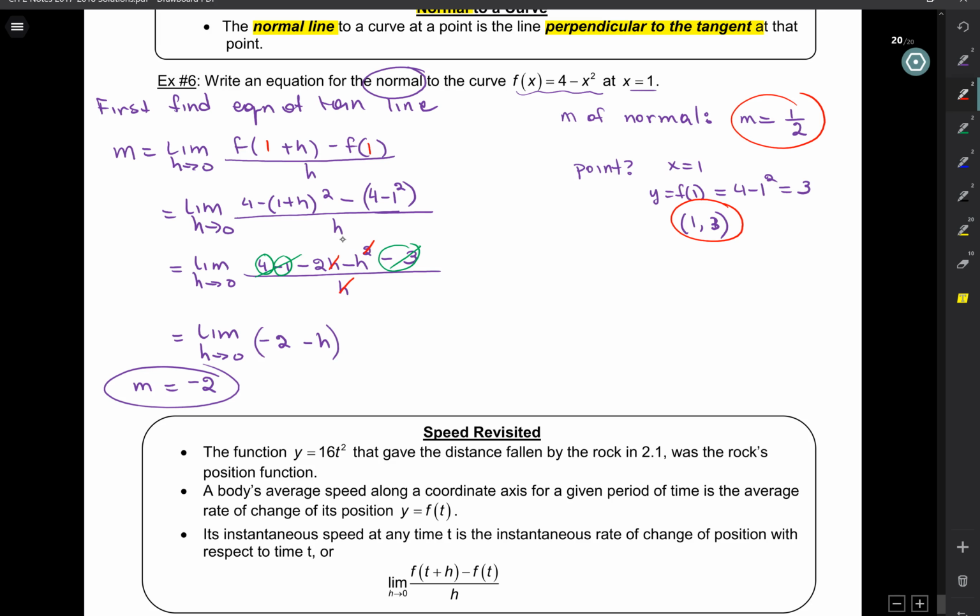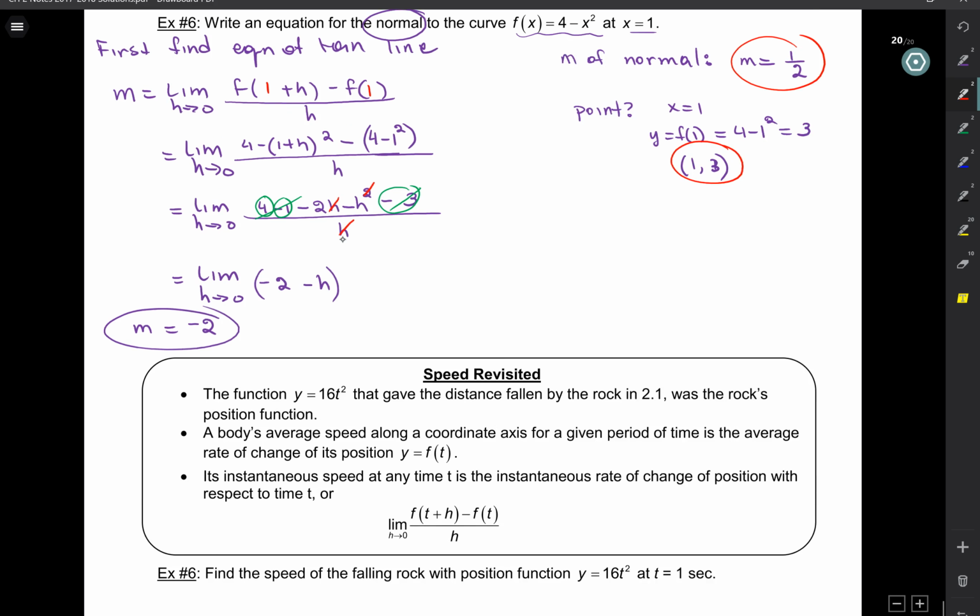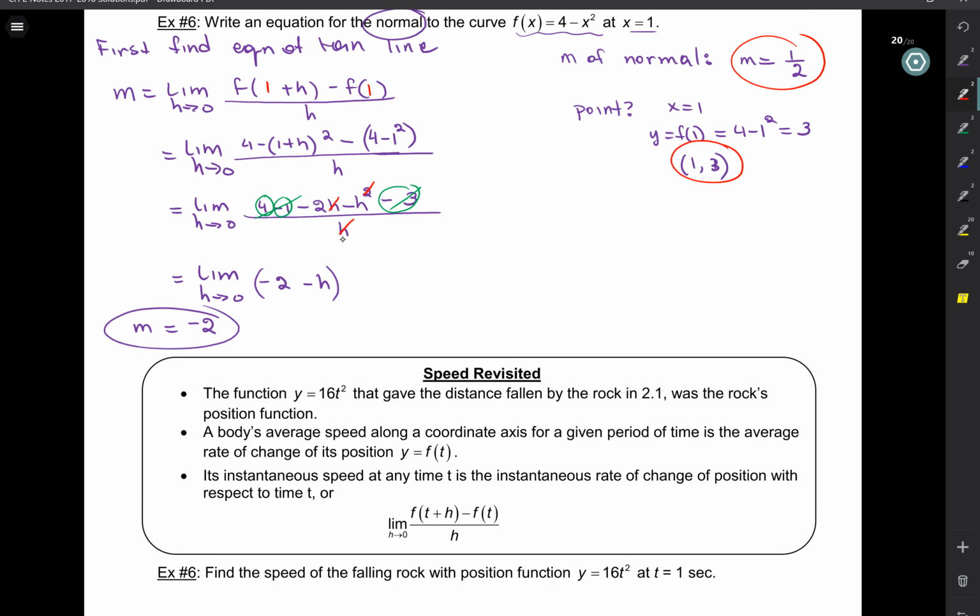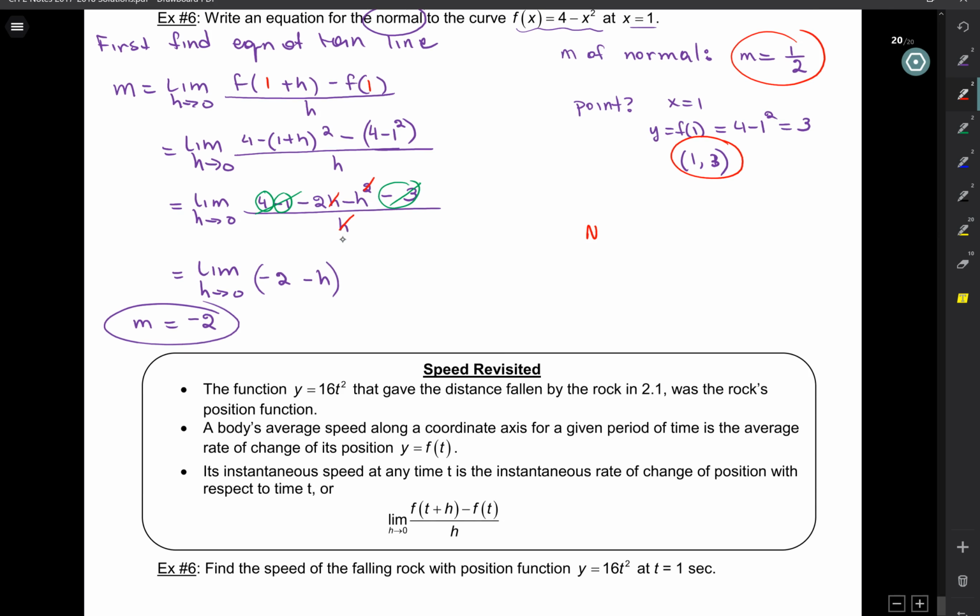In this case, would we also leave it in standard form? Right, so point slope form is totally fine. So the normal line is y minus 3 equals one half times x minus 1.